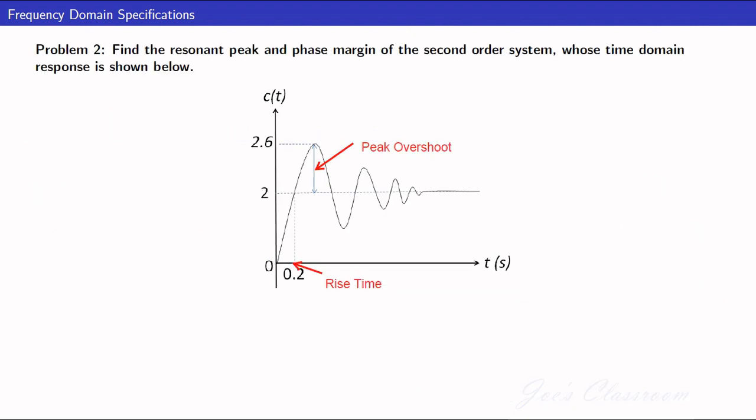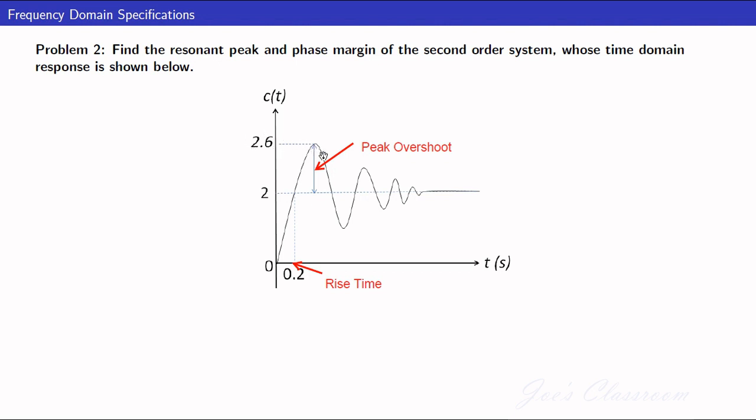The second problem, as I said, is to understand the correlation between the time domain and the frequency domain specifications. The problem given is the time domain response for a step input, and its steady state value is 2, and it reaches a value of 2.6 at the first peak. That is what we call the peak time. The time corresponding to this peak is what we usually call the peak time, and the corresponding value of this output is the peak value.